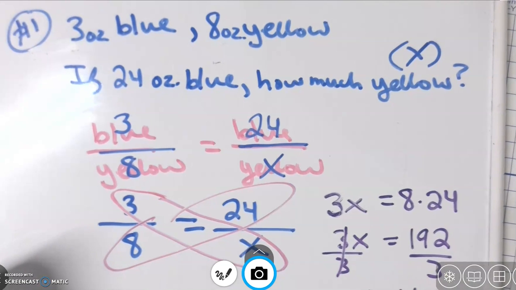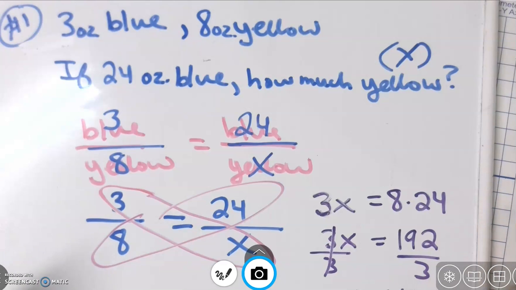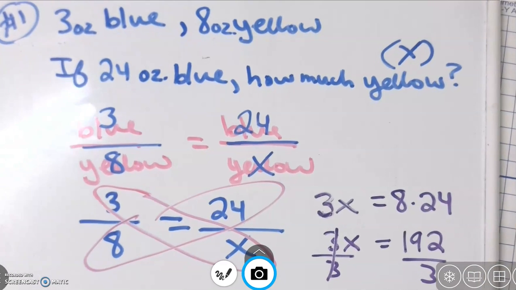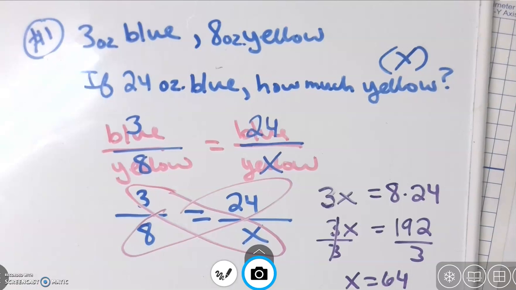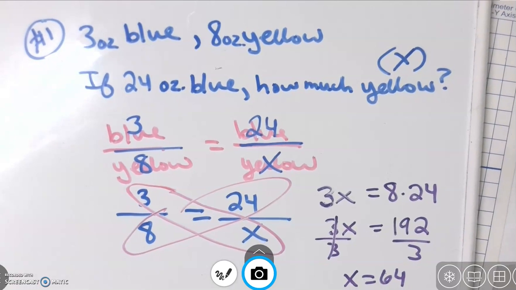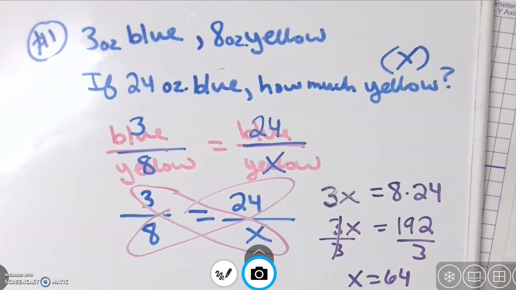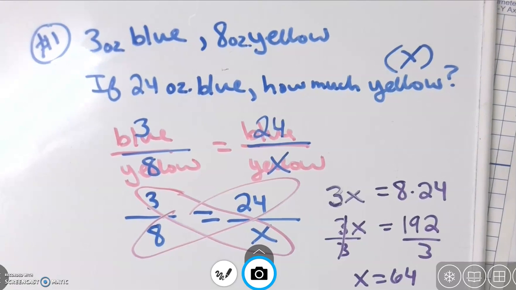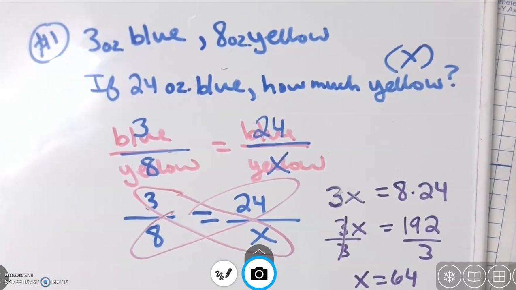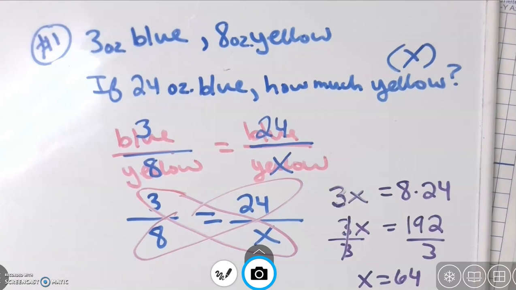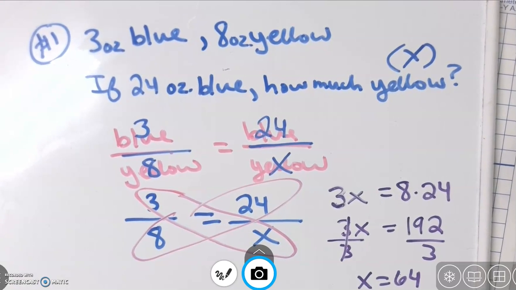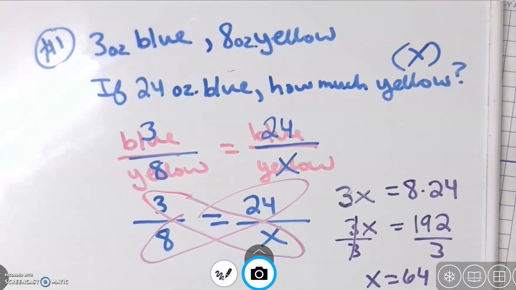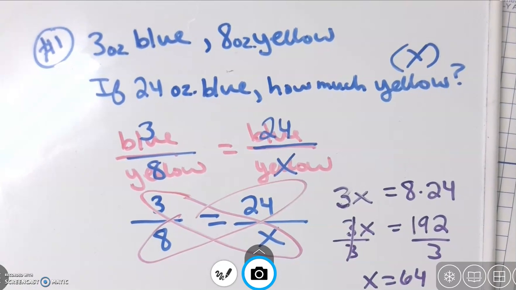And again, you guys, I'm allowing you to use your calculator to solve these. You guys see that? X equals 64. So what that means is you would need 64 ounces of yellow paint if you have 24 ounces of blue paint in order to get the same color as the original sample of 3 ounces of blue to 8 ounces of yellow. So again, x here equals 64 ounces of yellow.